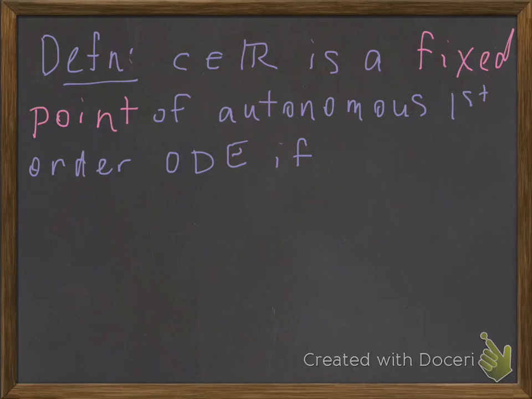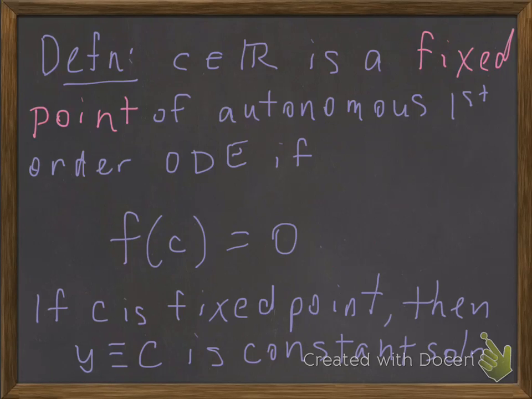The first thing we need is a definition, and again, this definition should look very familiar from the project. We say that a real number c is a fixed point of an autonomous first order ODE if, any guesses? f of c is equal to 0. So when we plug c into f, we get 0. And in this case, we say that the solution y equals c is a constant solution to our autonomous first order differential equation. And you should convince yourself that that is indeed the case.